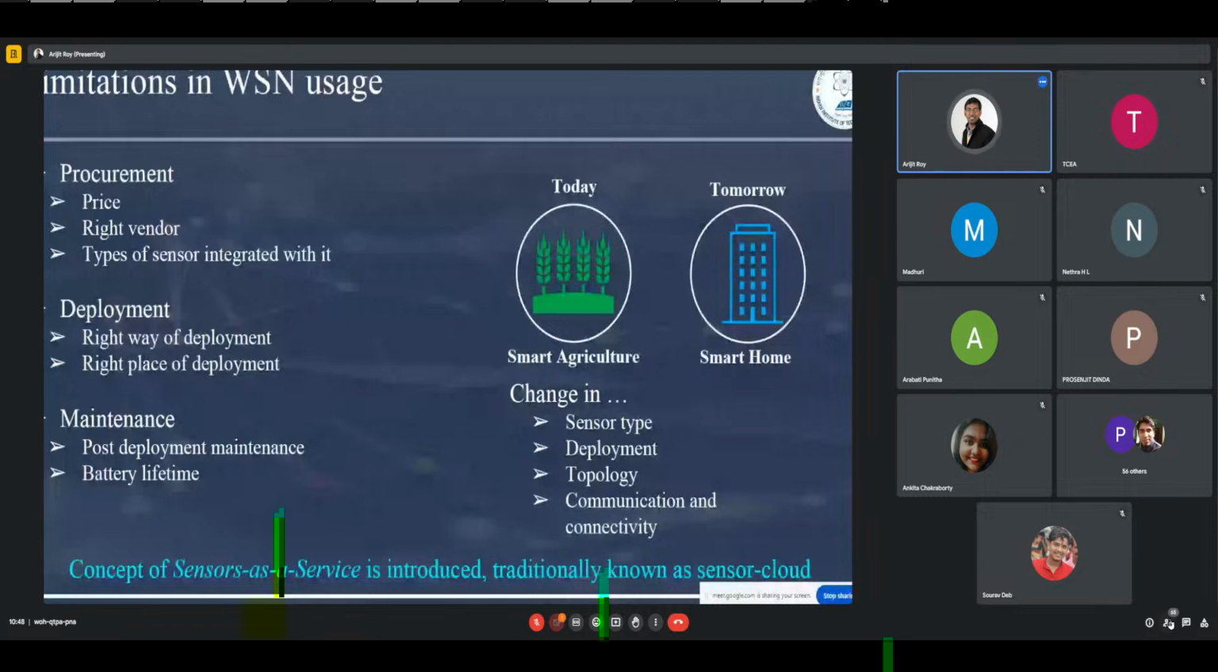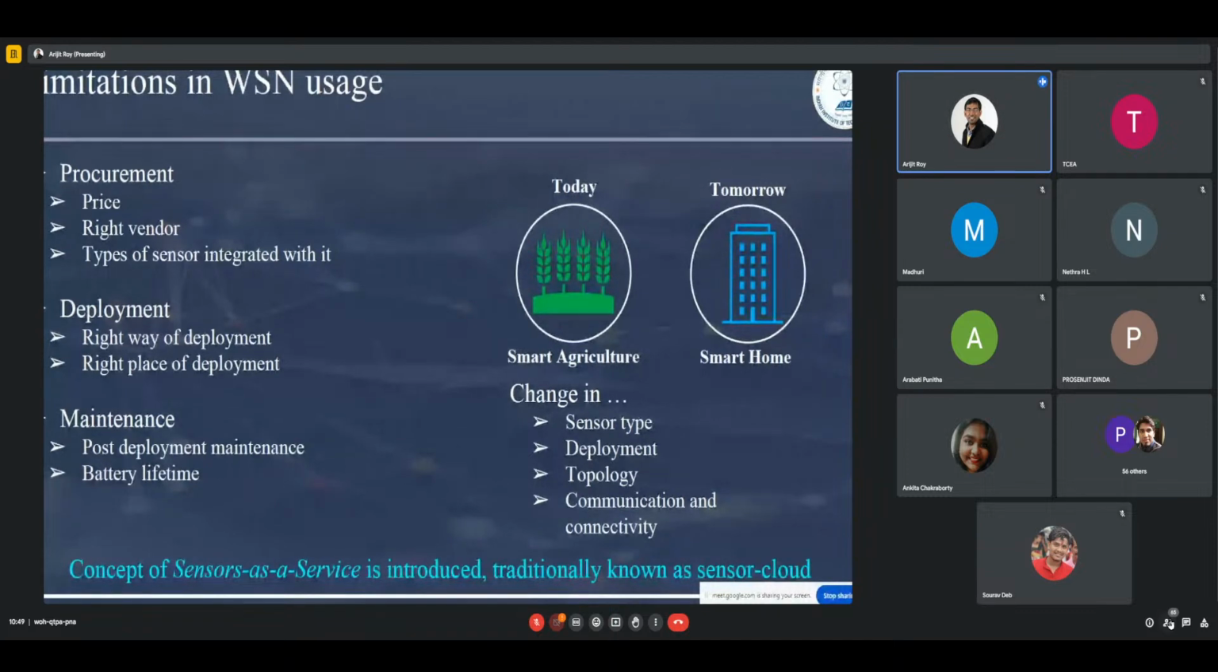On the other hand, tomorrow my agricultural season is over and I want to make my home smarter. For that also I need a set of sensors, or you can say a sensor network. I cannot simply pull out the sensor node from the agricultural field and put it in the smart home. That is not possible because those sensors are significantly different from what will be used for the smart home. Then again I have to go through the procurement, deployment, maintenance, all these things. So it is very difficult for the normal user to have this sort of mechanism for procuring the wireless sensors.